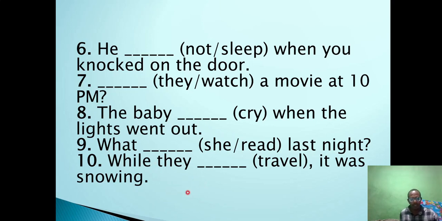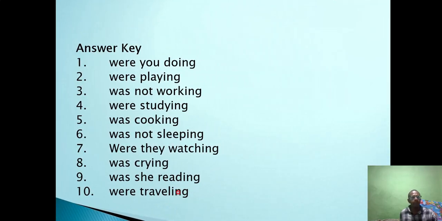Anyway, let's check together. Answer key. Number 1, were you doing. Number 2, were playing. Number 3, was not working. Number 4, were studying. Number 5, was cooking. Number 6, was not sleeping. Number 7, were they watching. Number 8, was crying. Number 9, was reading. And number 10, were traveling.